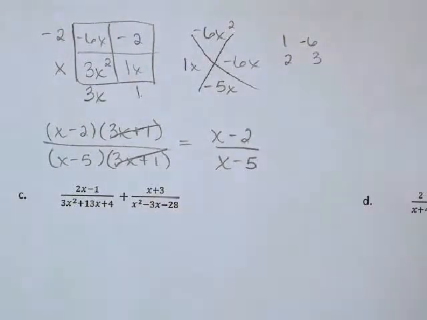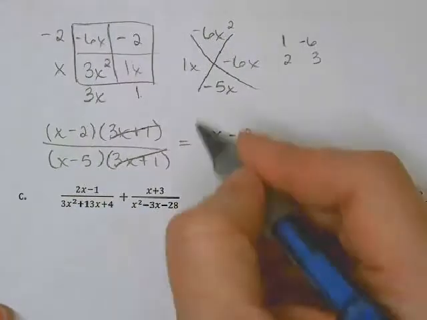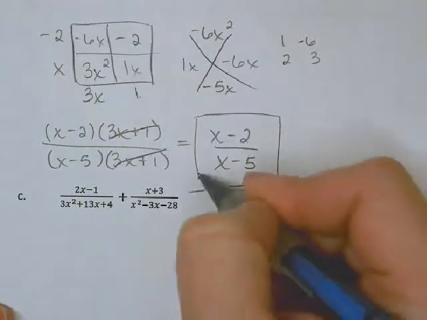Once I am just adding and subtracting, once those parentheses are gone, I'm no longer written as a product, and I cannot divide things out to 1. I have to leave them as they are. So this is as simplified as I can get.